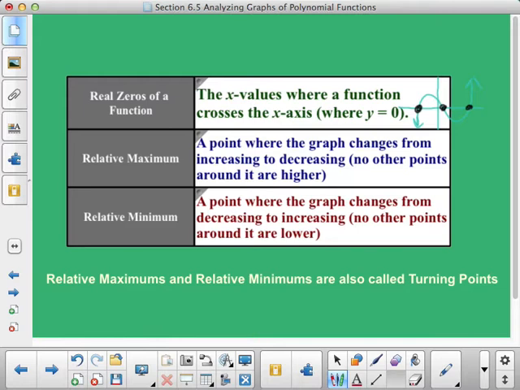A relative maximum is a point where the graph changes from increasing to decreasing. No other points around it are higher. So essentially from increasing to decreasing, this is a relative maximum. A relative minimum is the point where the graph changes from decreasing to increasing. No other points around it are lower. So decreasing to increasing gives me a minimum. Like I've already pointed out, relative maximums and relative minimums are also called turning points because that's where you change the direction from increasing to decreasing or decreasing to increasing.